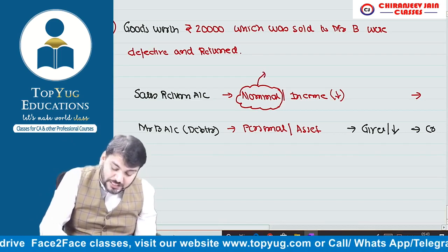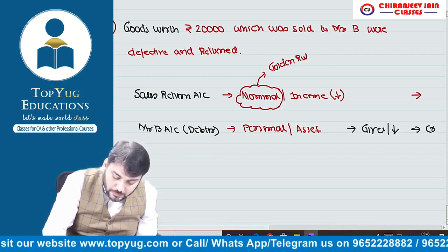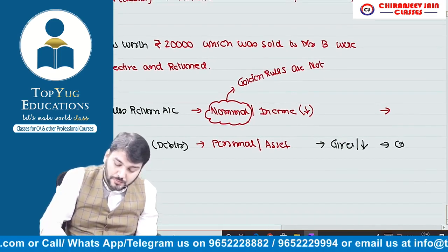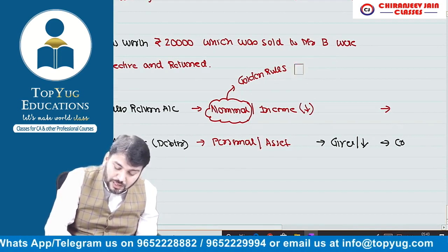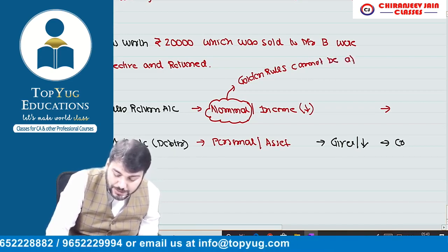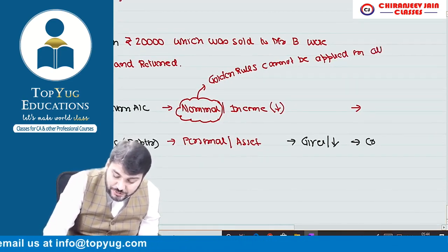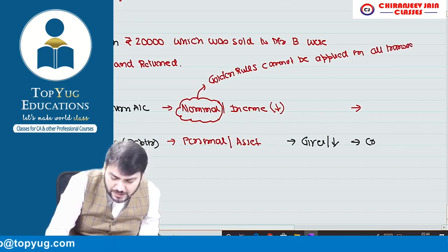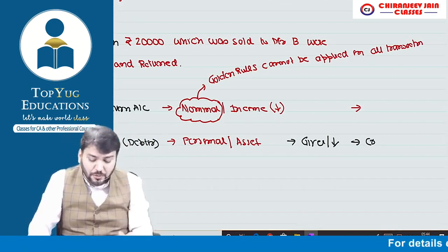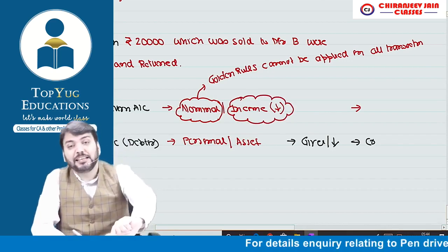Because of that reason, we say golden rules cannot be applied on all transactions. Correct? That is why in childhood I told you this is not an income, this is an expense, expense will be debited. However, that is wrong. Here we will apply the modern rules, and decrease in income will be debited.